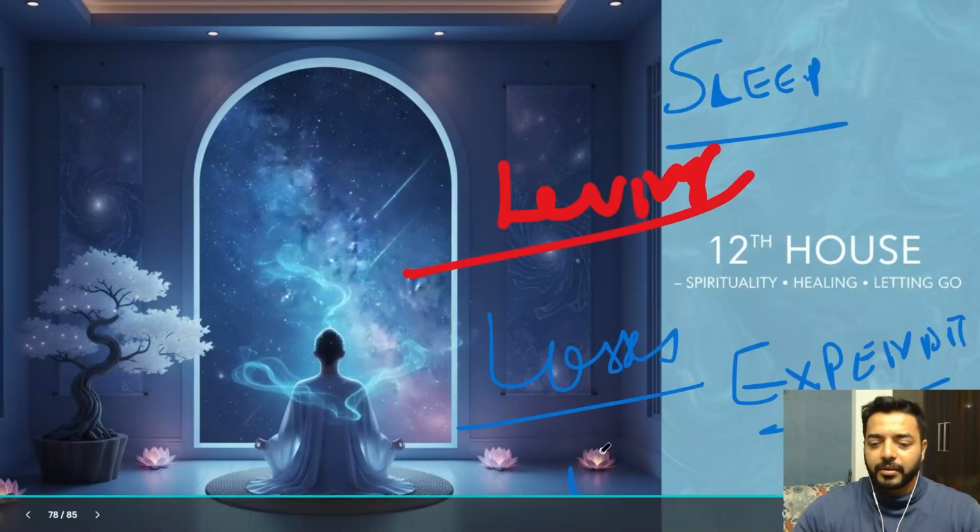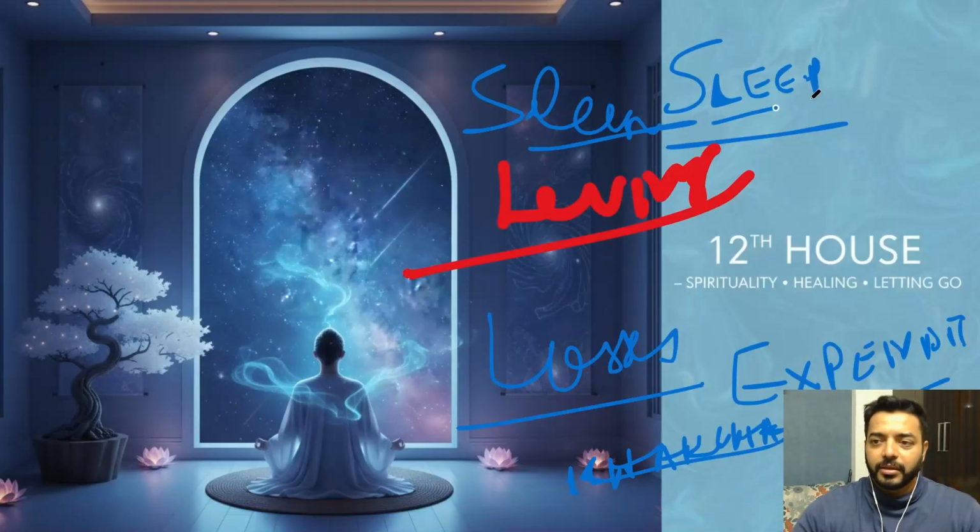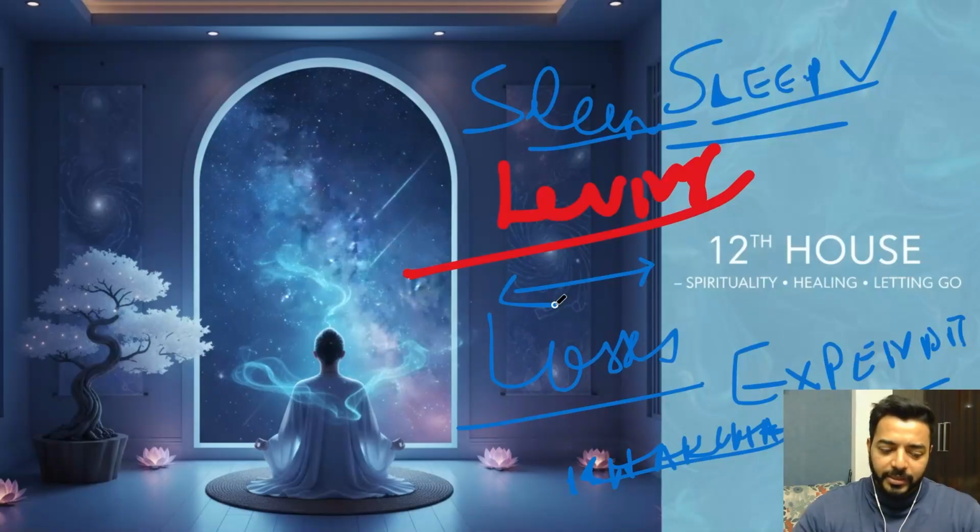Kharcha, how much expenditure is happening? If you are losing money a lot, then you come and check your 12th house. If you are not able to sleep properly, then you check your 12th house. If you are too lonely, you check your 12th house. 12th house is also about an inner life. You are too imaginative and you live inside your subconscious mind mostly. So that's also what the 12th house does, right?